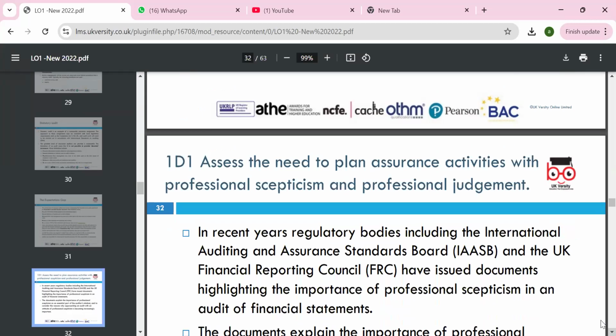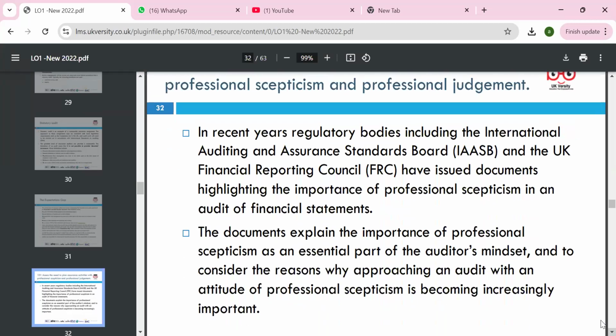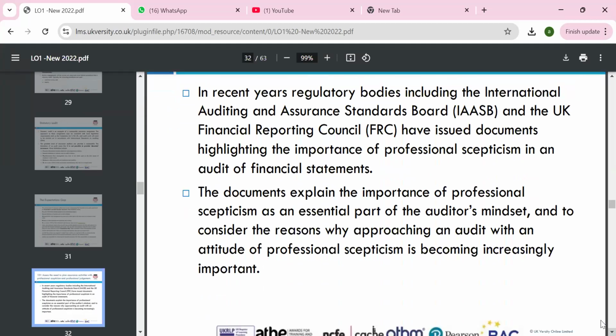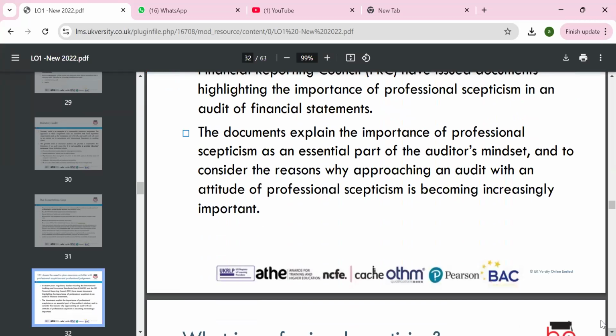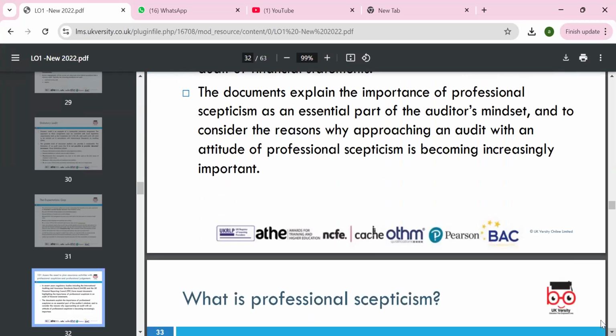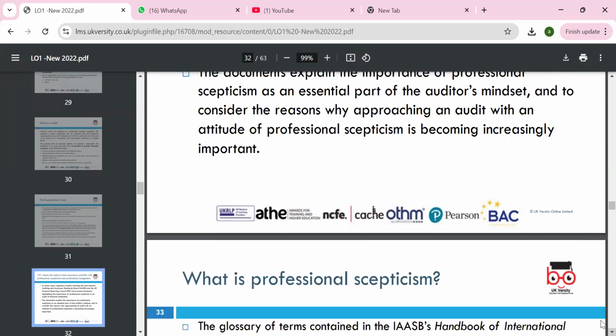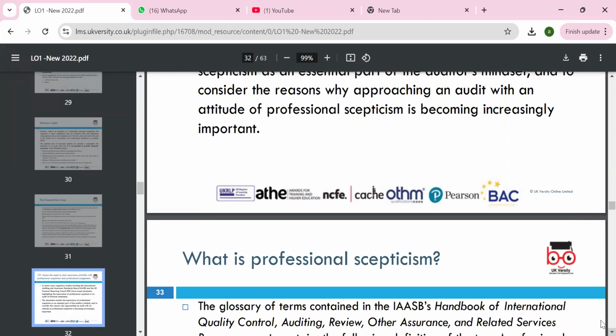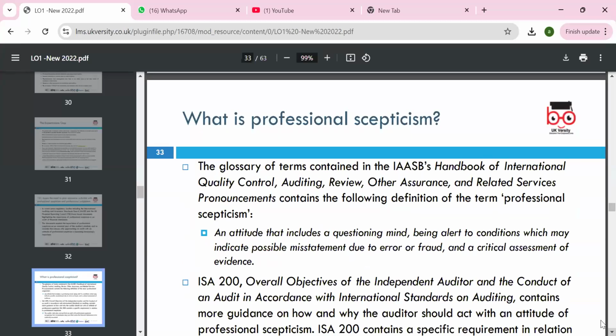We can look at the international accounting standards. We can add the example of the Financial Reporting Council and its views about professional skepticism, an auditor's mindset, and the reasons for approaching an audit with an attitude of professional skepticism. What is professional skepticism? It is an attitude that includes a questioning mind, being alert to conditions which may indicate possible misstatement due to error or fraud, and a critical assessment.